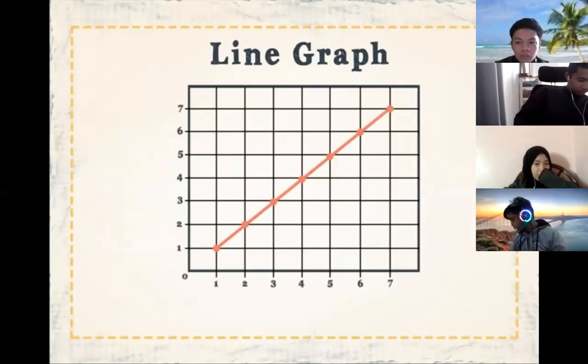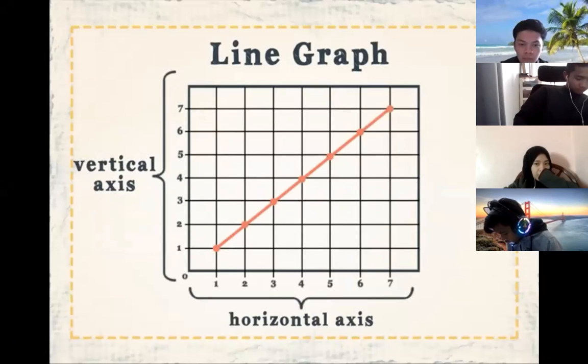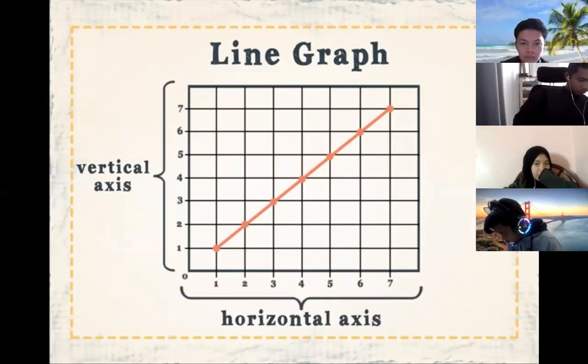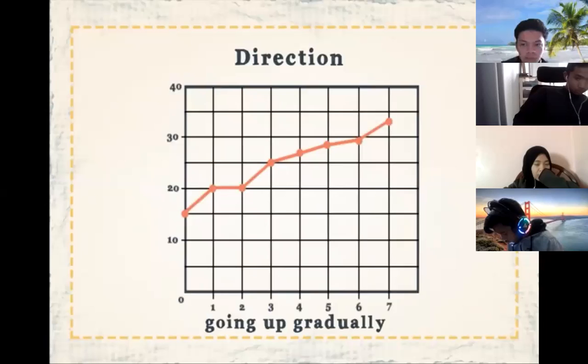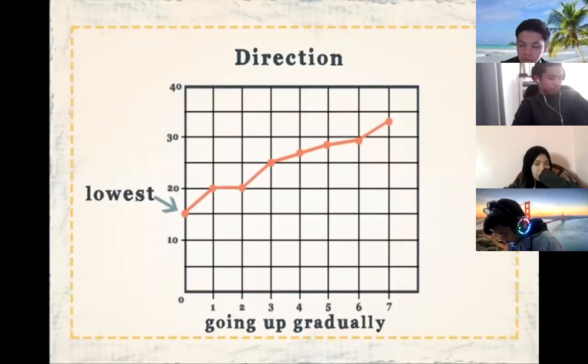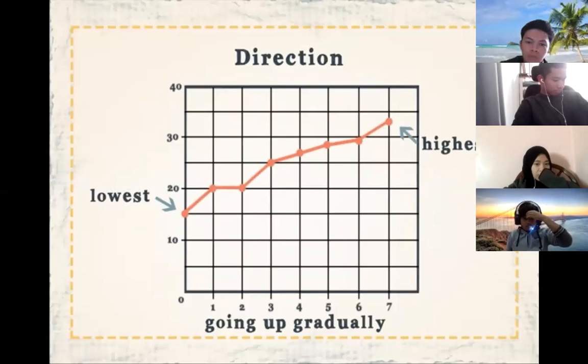A line graph consists of a vertical axis and a horizontal axis. The vertical axis lies vertically on the graph, while the horizontal axis lies horizontally. This line graph demonstrates the direction of the coordinates. This is the lowest coordinate, and this is the highest coordinate. As you can see, the coordinates are going up gradually.